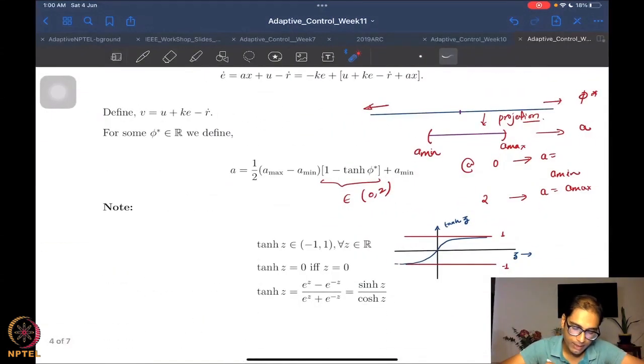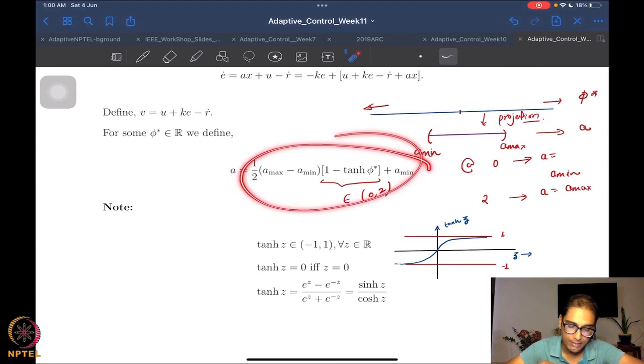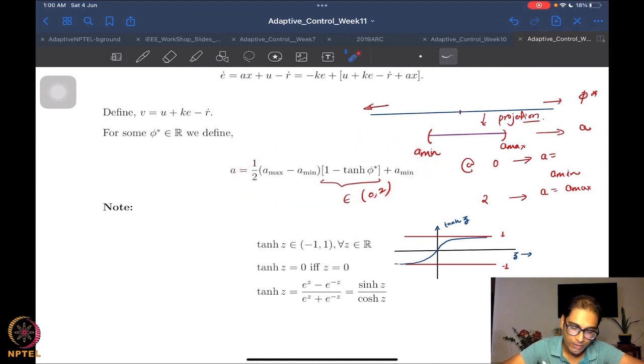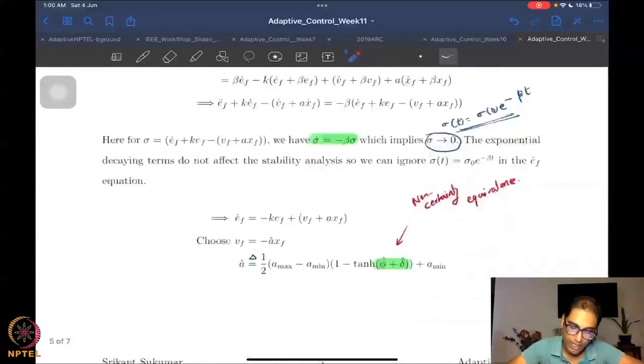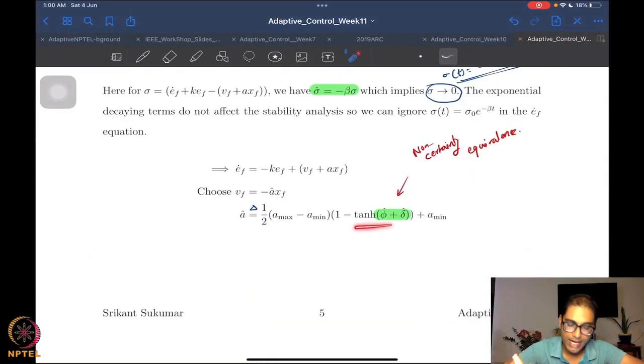If you see, the actual A expression is something like this: A max minus A min by 2, 1 minus tan hyperbolic phi star, plus A min. So in place of this thing, we have tan hyperbolic phi hat plus delta hat.